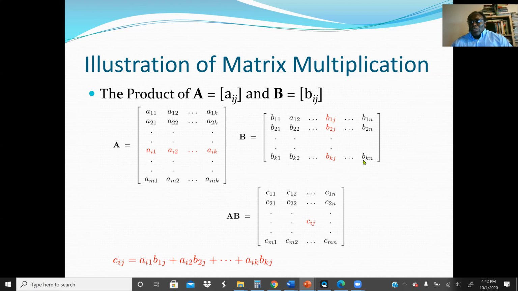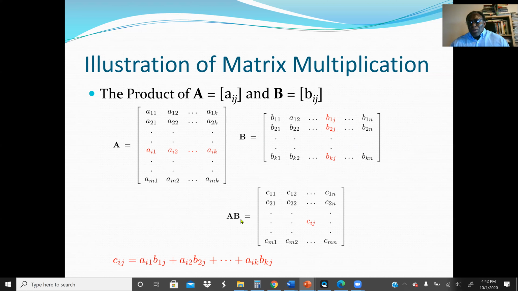So that's K. That's why it's KK. The first matrix's number of columns is the same as the second matrix's K number of rows. A has K columns, and B also has K rows. Okay, if that's the case, we can do the multiplication.